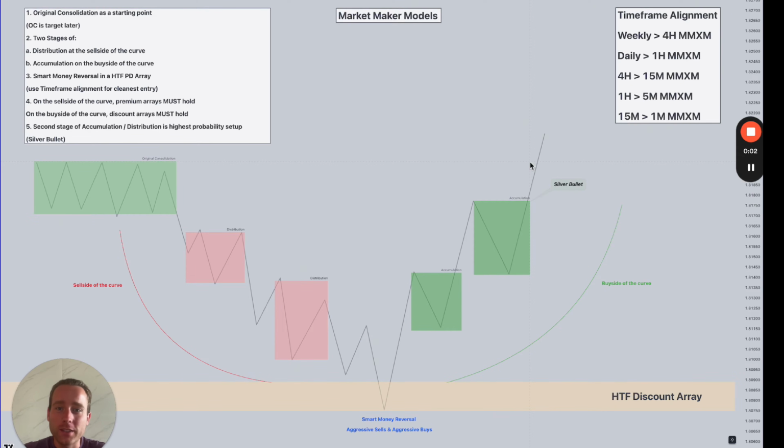Alright, welcome to this teaching on market maker models. This is one of the most important frameworks you need to know in ICT trading. And if you see this for the first time, this can be a lot. So I'm going to break it down step by step, A to Z, and then we're going to look at an example.